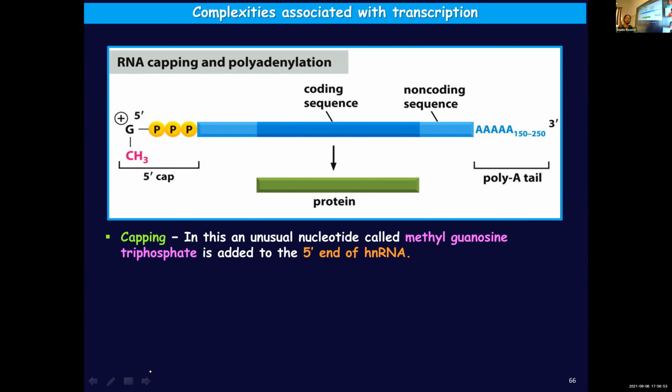hnRNA, heterogeneous nuclear RNA, should undergo splicing. Definitely we learned about it. Other than that, capping and tailing. Only then it can become mature RNA.